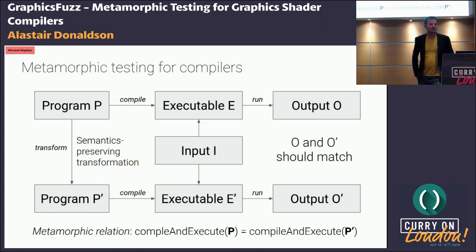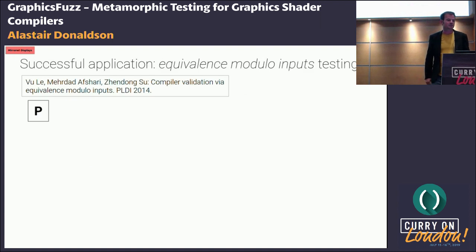So if you're familiar with metamorphic testing, then the metamorphic relation here is that the function compile and execute applied to a program P is equal to compile and execute applied to the semantically equivalent program P prime. And there was a really nice paper in PLDI 2014 that inspired me to get involved in research in this area called Compiler Validation by Equivalence Modulo Inputs Testing. And this isn't advertised explicitly as metamorphic testing, but I believe it is an example of metamorphic testing.